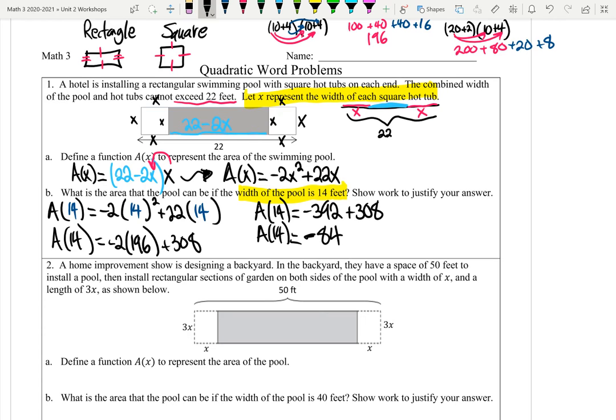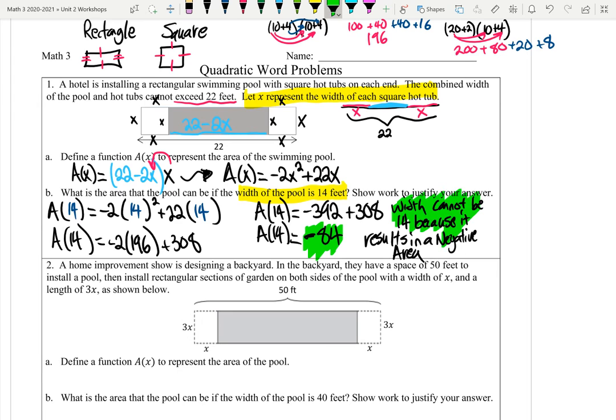What does this mean? The width cannot be 14 because it results in a negative area. So that's the math reason why negative 84 is not the answer.